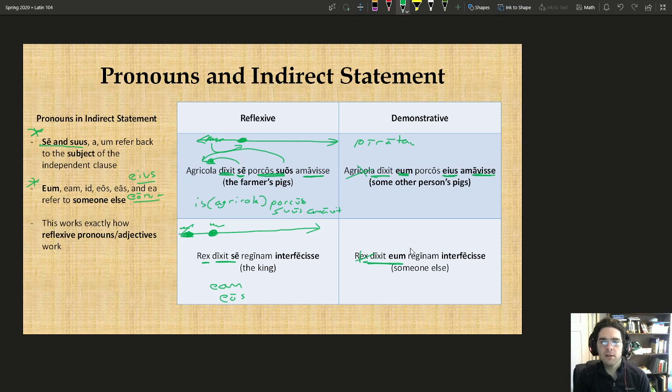So that is essentially how our pronouns work. They work quite similarly to how we saw with our adjectives before, but this relationship between se referring back to the subject versus our demonstratives referring back to someone else is the key idea here. So hopefully that helped you understand that a bit more clearly. All right, thanks.